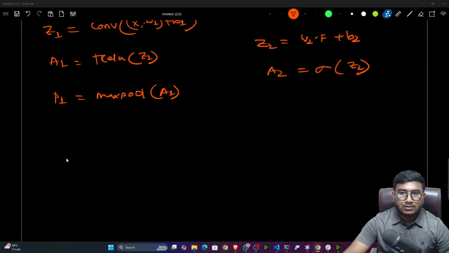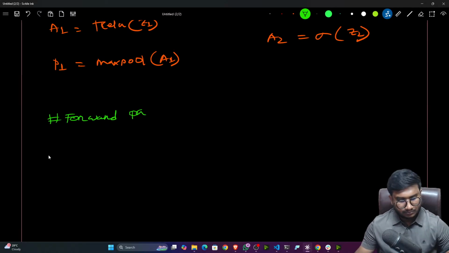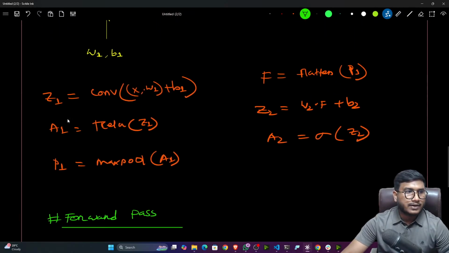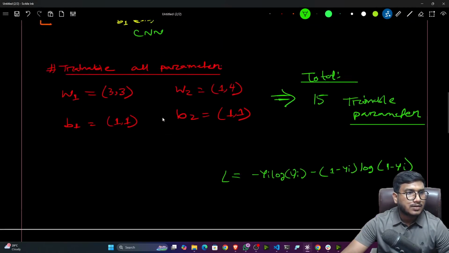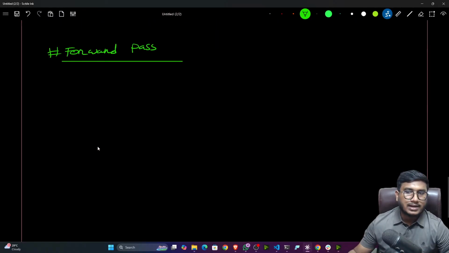Now how will the forward pass happen? First of all, you have to define all the weights. Here, how many weights are you having? You are having W1 and W2, and B1 and B2. So these are the weights you are having. So let's try to write the updates with the help of gradient descent.